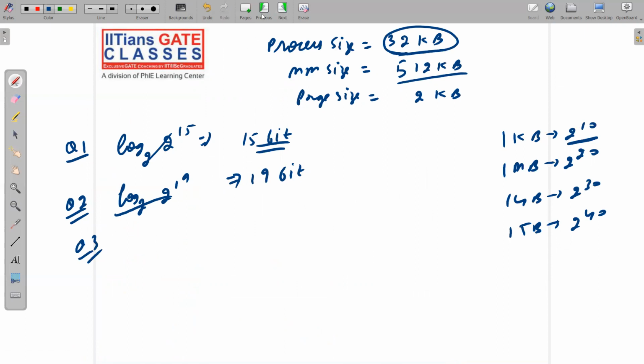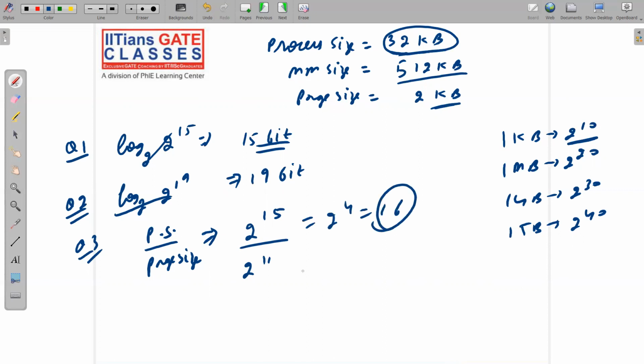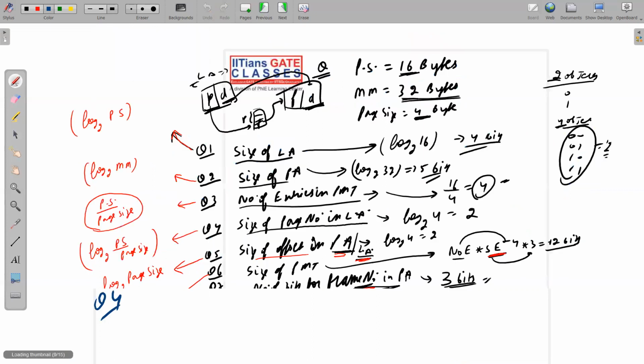Question number 3. Number of entries in page map table. Number of entries will be process size upon page size. Please do not try to do calculations and all. You simply do this thing, whatever I will tell you. Please focus here. Process size, you write it in 2 power format, 2 power 15. Page size is 2 power 11, because 1 KB is 2 power 10, and 2 KB is 2 power 1 into 2 power 10, so that means 2 power 11. So 2 power 4, that is 16. So number of entries will be 16.